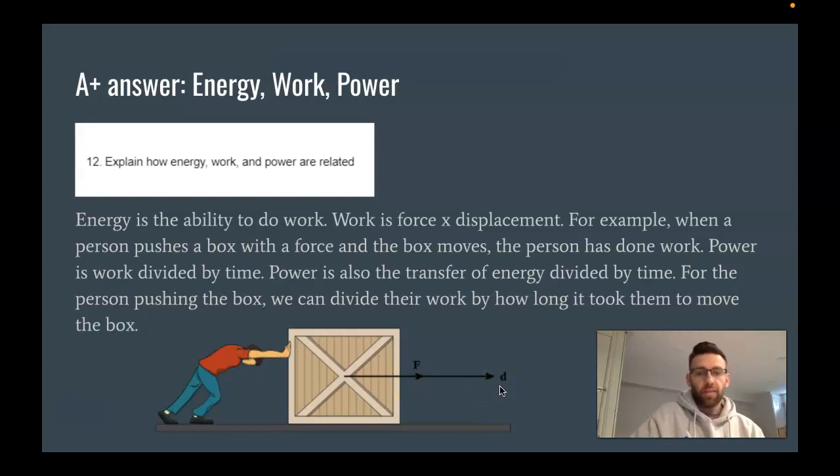Power is work divided by time. Power is also the transfer of energy divided by time. For the person pushing the box, we can divide their work by how long it took them to move the box. So that would be a really good answer for explaining how these terms are related to each other.